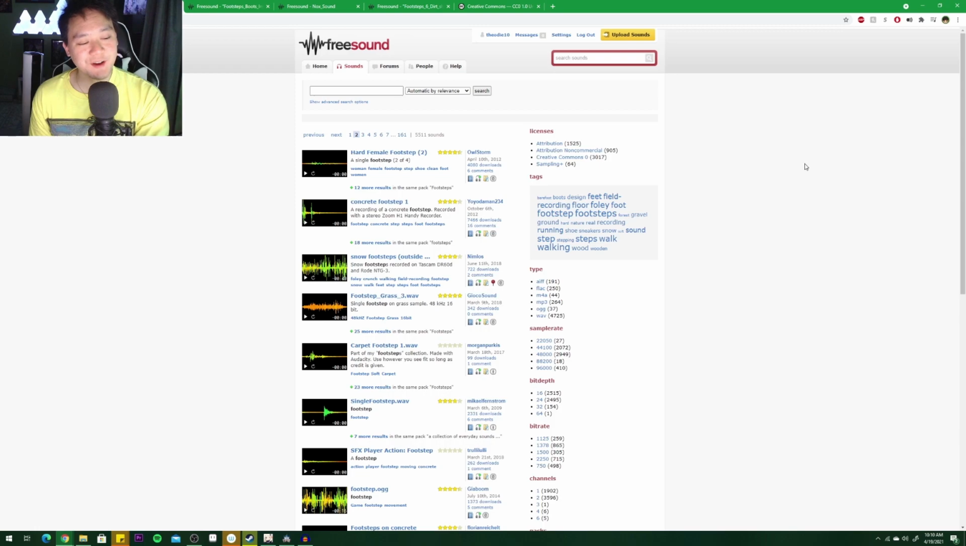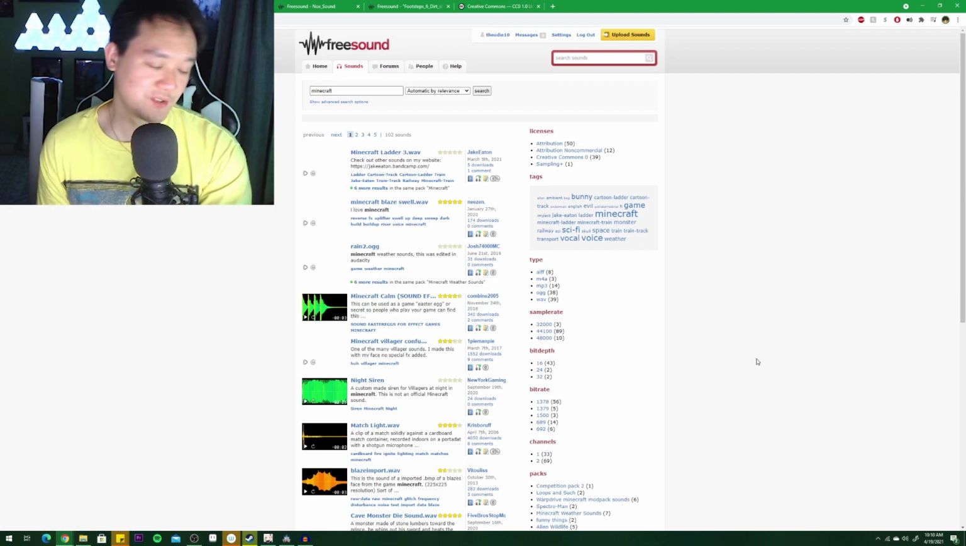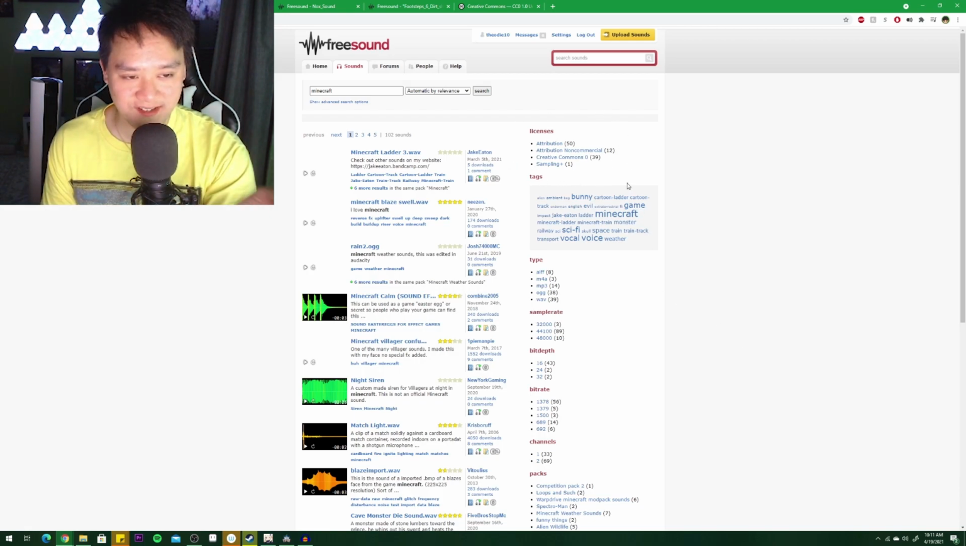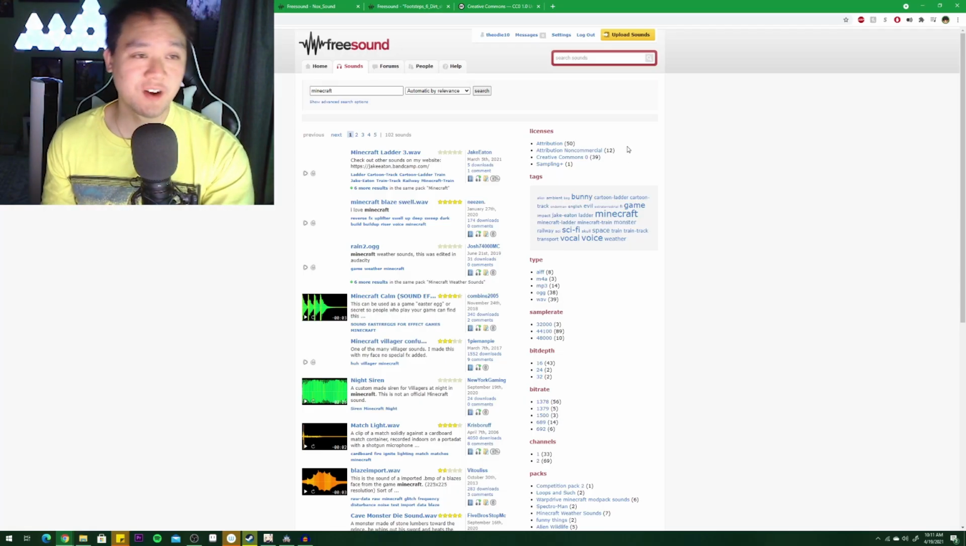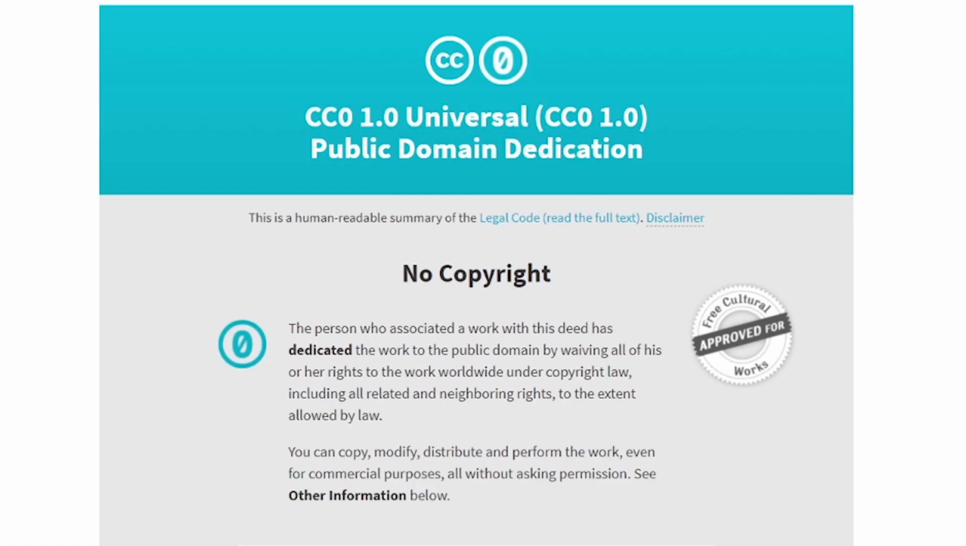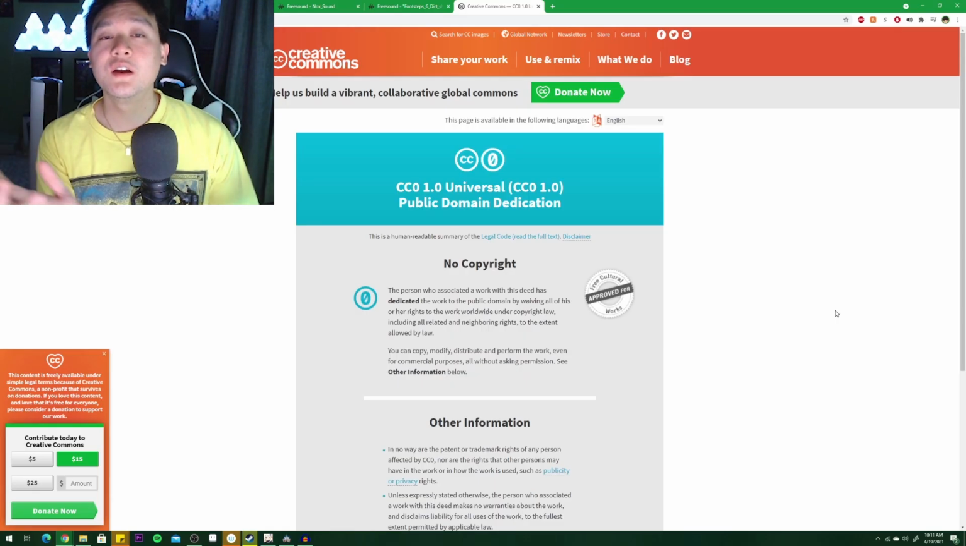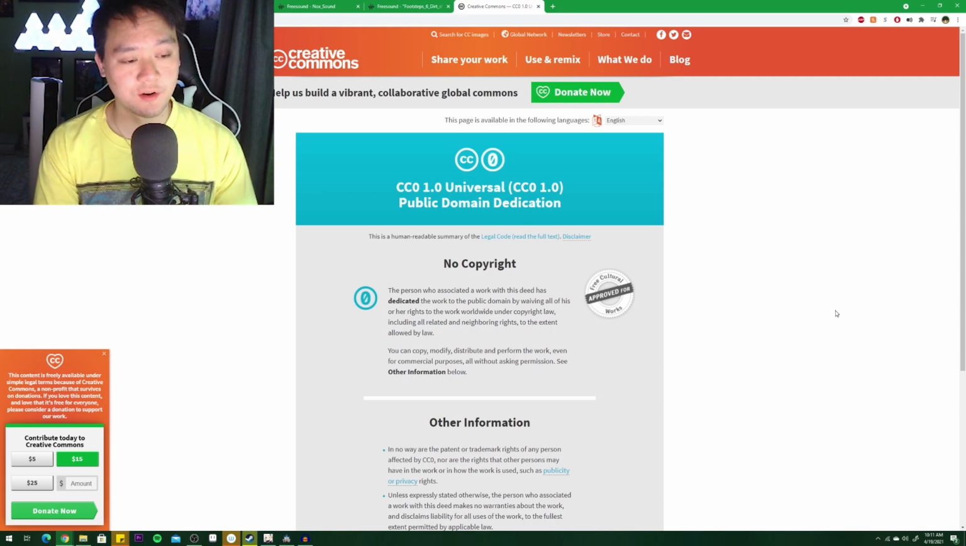But you can find yourself in a situation where you find a sound effect that's actually from a video game. Now, I don't know if Mojang actually copyrights their sound effects, but as you can see here from this licensing sections, we see some that are attributions, some that are non-commercial, and yet we still have a good plentiful that's Creative Commons 0. And if you don't know what Creative Commons 0 is, it's no copyright at all. It means it's completely free out there for you to use however you like to use it, and you don't even have to credit the person that uploaded it or created the sound effect.